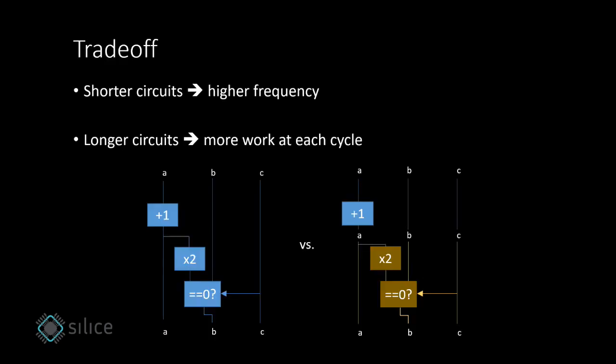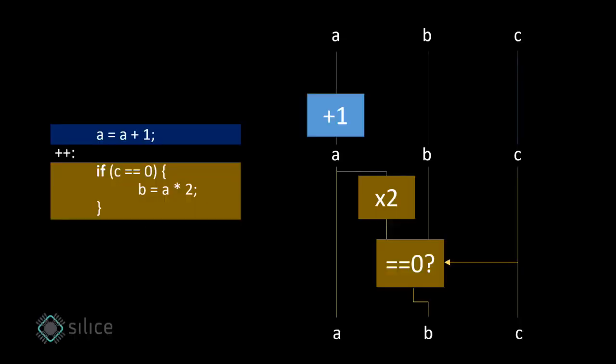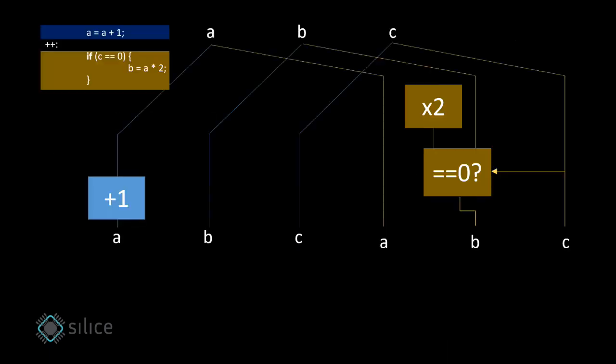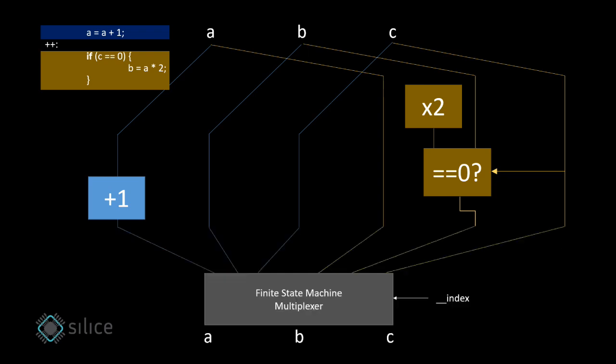So to recap, we have seen how code becomes circuits. We have seen that shorter circuits mean higher frequency, and that longer circuits mean more work done at each cycle. Now let's talk about parallelism. When I showed you this, it was slightly misleading, because in fact, both circuits coexist in the FPGA. They take the same inputs. Their outputs are selected by a multiplexer. This together implements a finite state machine that Silice automatically generates for you.